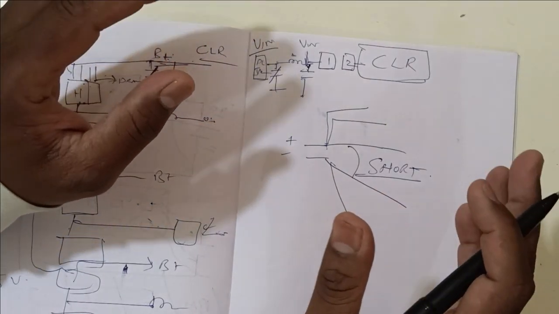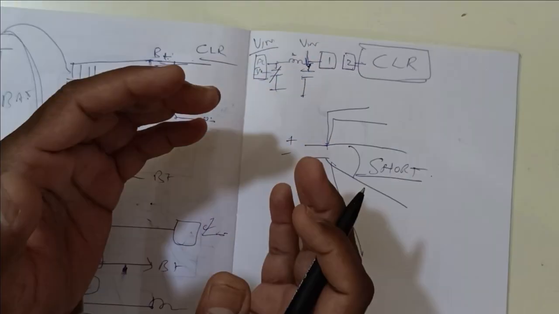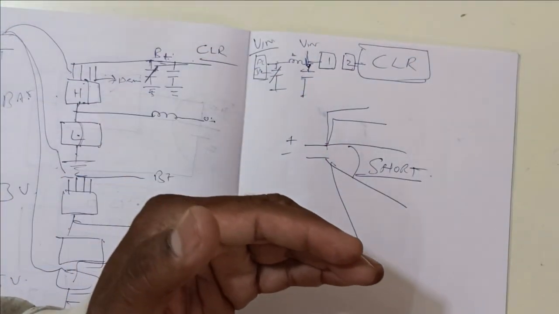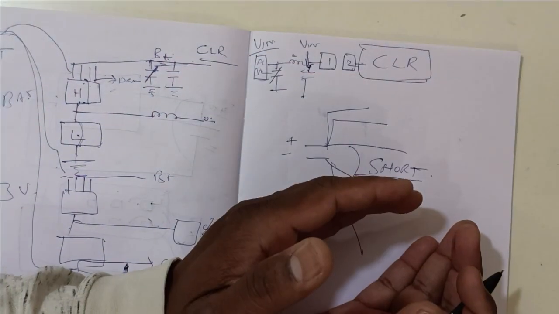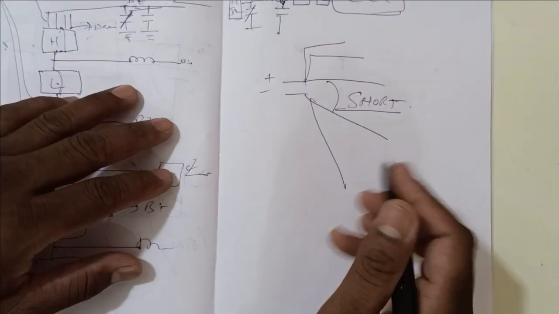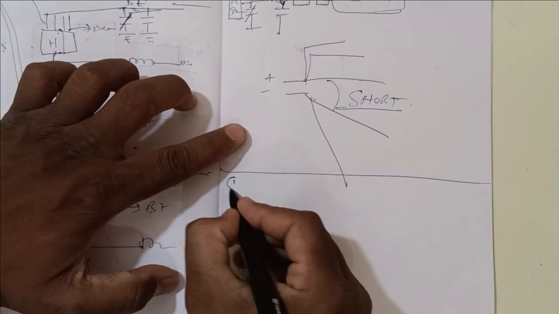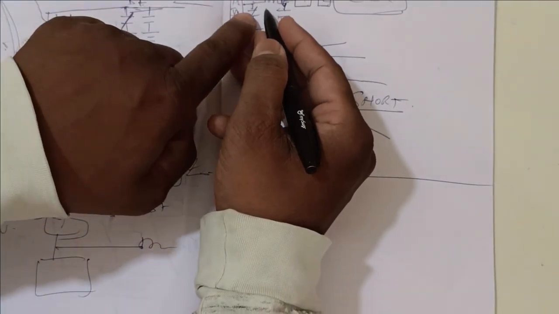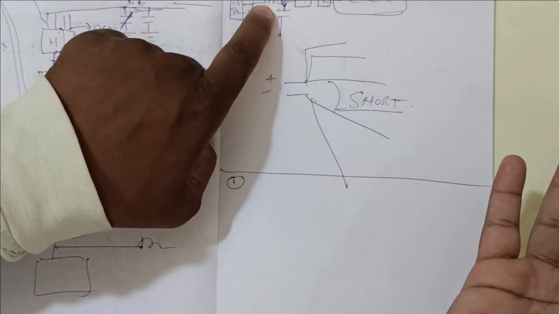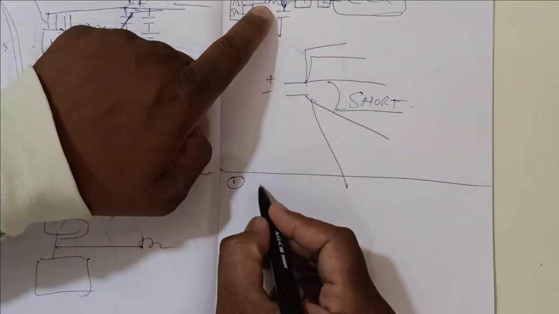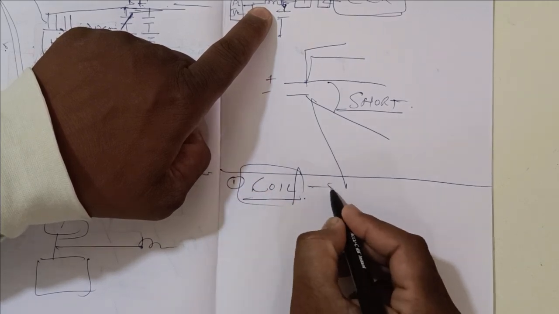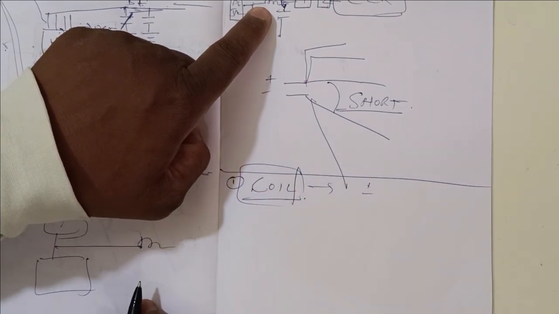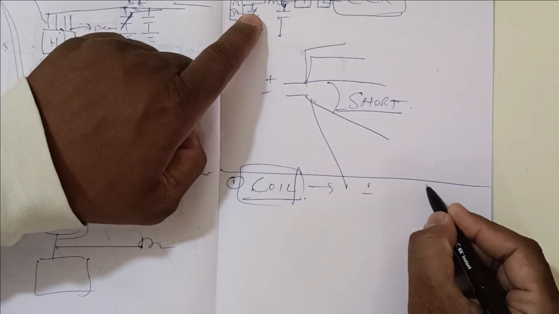Technically we have to think about which components are given to the ground, and which component will give a short. One by one I'll explain. First, near the DC jack, we won't give the coil to ground, right? Just observe. First one, we take the coil. We never ever give it to positive or negative. Like this, we won't give.